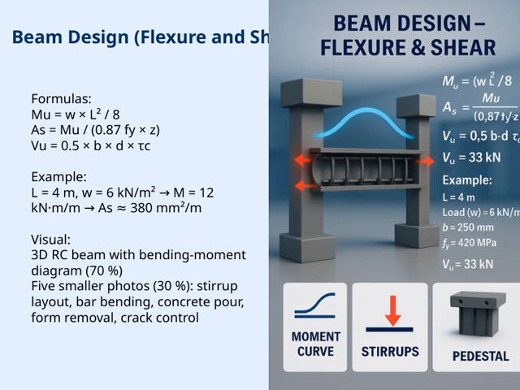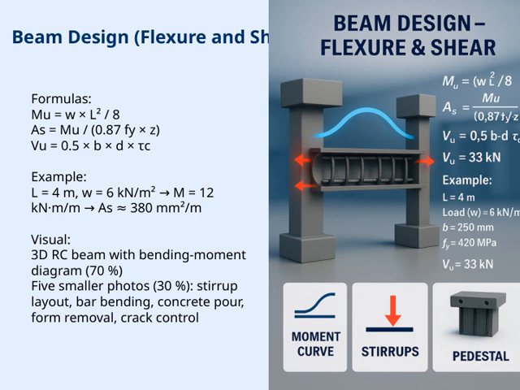Next, to find the required steel area, we divide Mu by the product of 0.87 times phi, and the lever arm Z. This tells us how much reinforcement steel we need to resist bending. For shear Vu, we multiply 0.5 times the width of the beam, b, times the effective depth, d, and the concrete's shear stress, tau_c. This helps us check whether shear reinforcement is necessary.